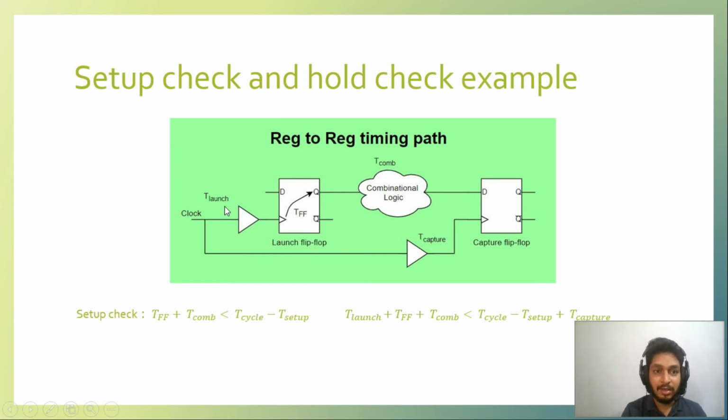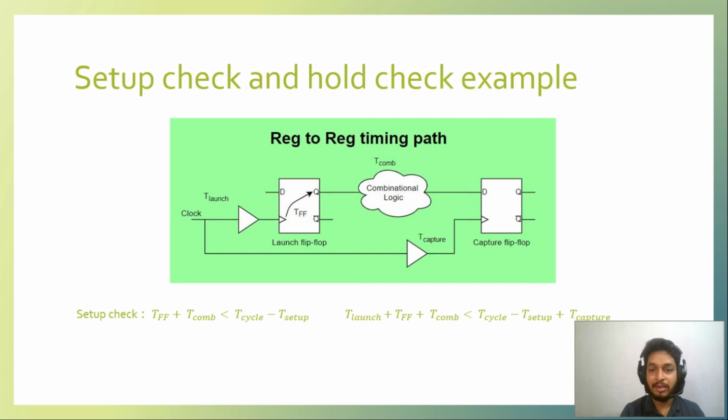The propagation delay of the launch clock path is different than the propagation delay of the capture clock path. So in that case, we have to consider this also, which is a T launch path and T capture path. So this entire path has to be considered. T launch plus T flip-flop plus T combinational must be less than the total cycle minus T setup plus T capture path.